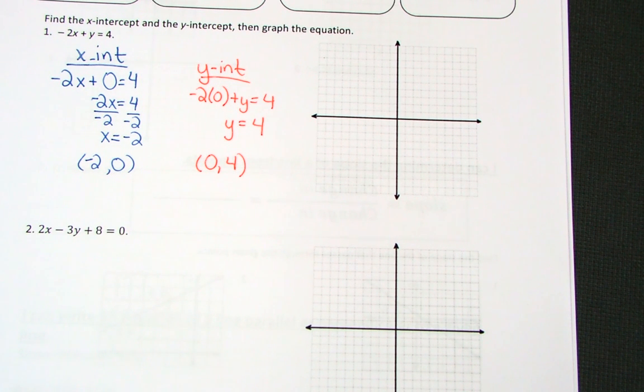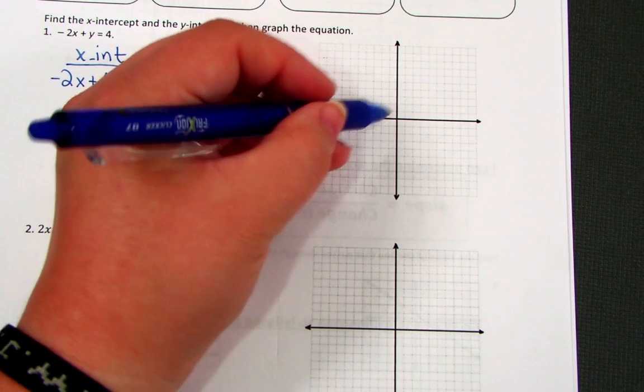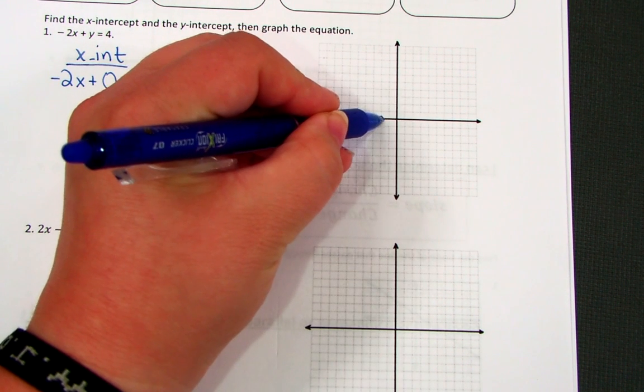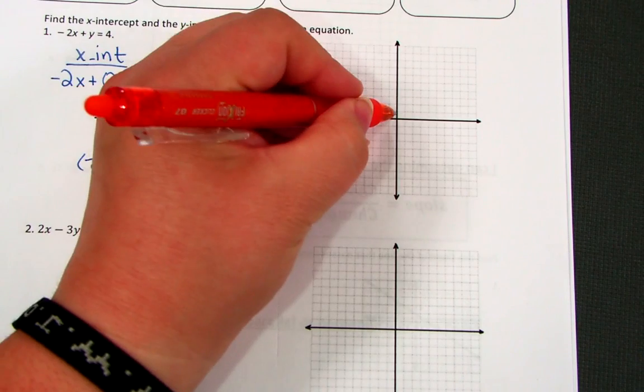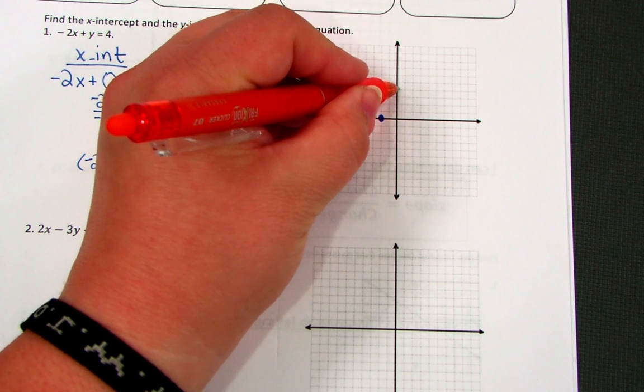Let's plot these so we can use them to graph. So we have negative 2, 0. And then our y-intercept was at 0, 4. 1, 2, 3, 4.